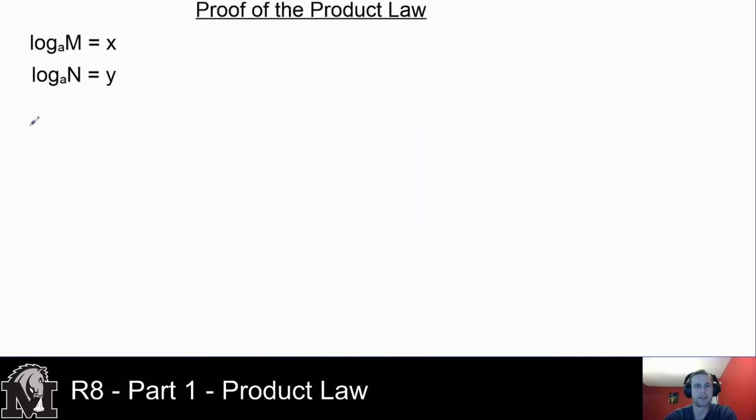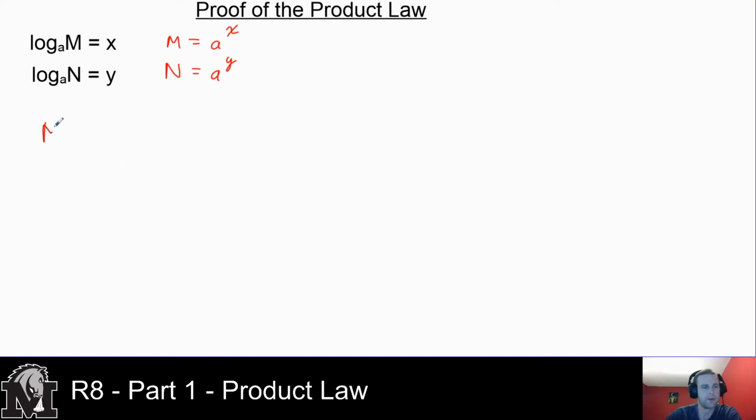And you might be asked to prove the product law at some point. So we're going to run through that right now. The starting point for our proof is just a couple of definitions. So log base a of m is equal to x. That's just what we're setting up. And log base a of n is equal to y. Now what we can do is we can write both of these in exponential form. So to do that, we move that a to the other side. So we have m equals a to the power x. And to do the same thing with our second equation, that would be n equals a to the power y.